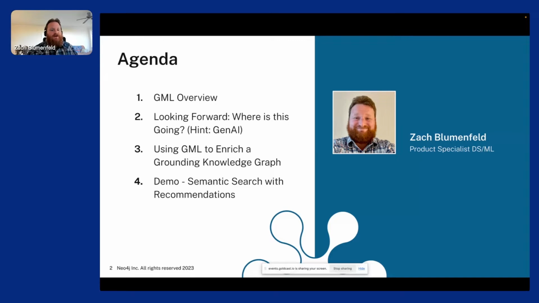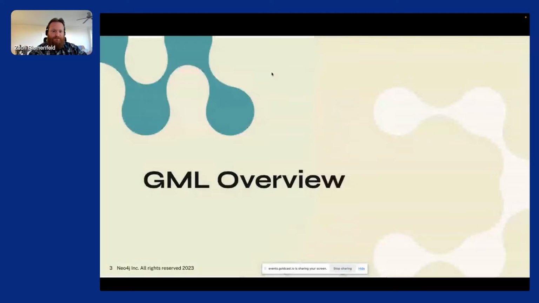This is going to be very forward looking, so I want to talk a lot about where this is all going. And as a hint, it's going to involve generative AI as it's sort of taking everything by storm. We're going to talk about using graph machine learning to enrich a grounding knowledge graph, a knowledge graph used for grounding. And at the end, hopefully we'll have time, I'll do a short demo and show you how some of this stuff works.